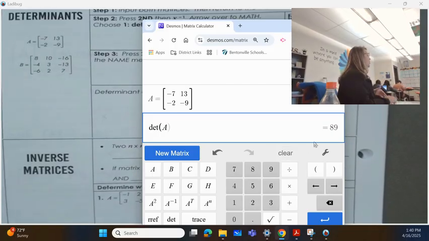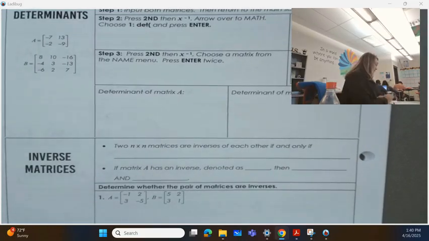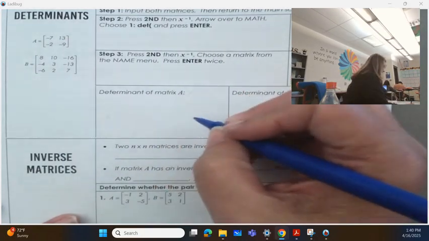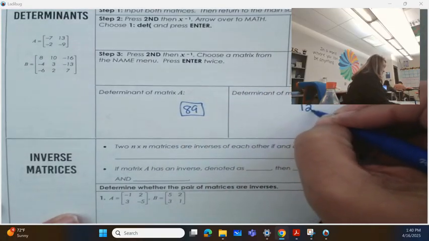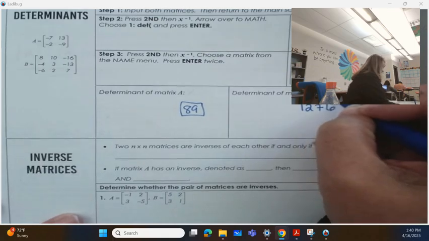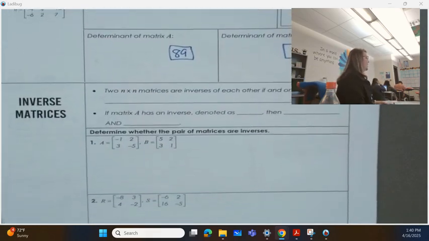Is everybody okay if I don't do B in Desmos? Are we all good? Okay. I know it's pretty self-explanatory. I just wanted to make sure everybody was good. All right, so we'll write these down. This one is 89, and this one was 1,276. All right, so now let's talk about inverses, okay?